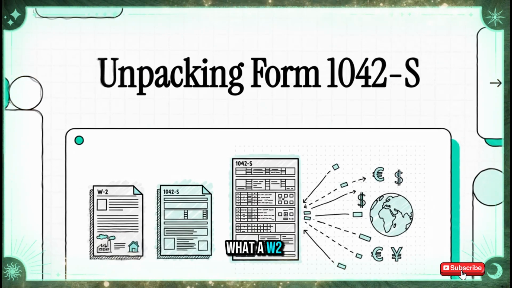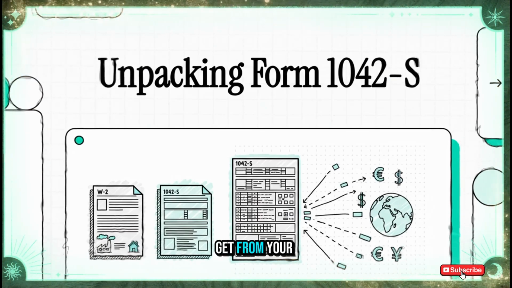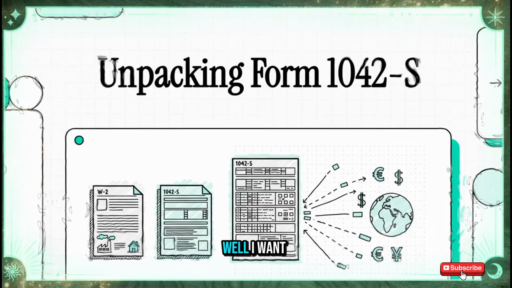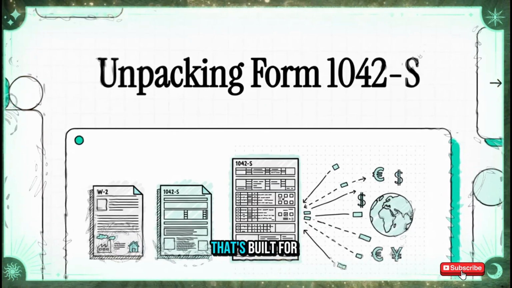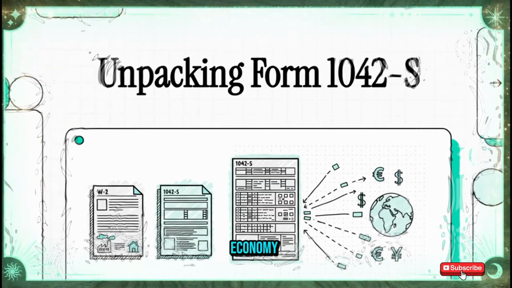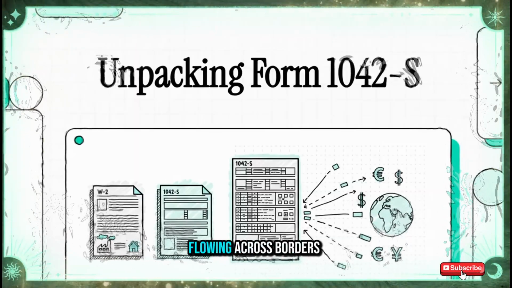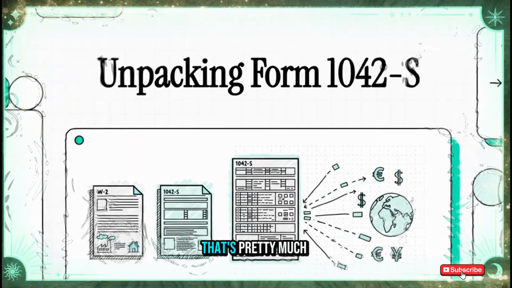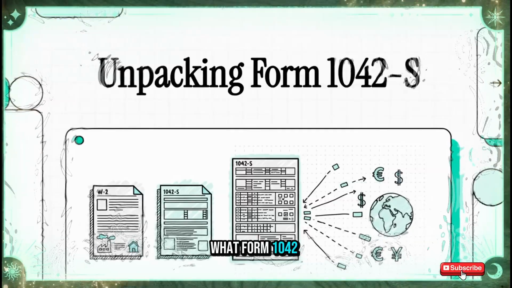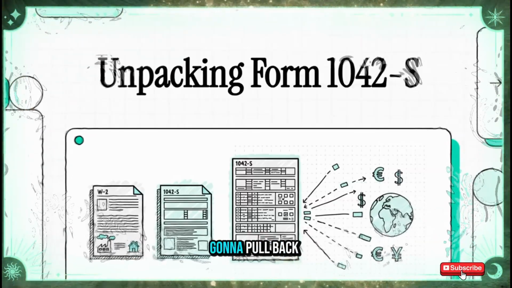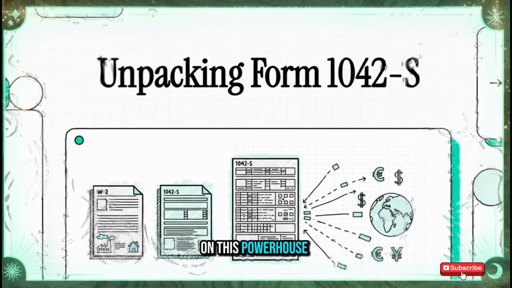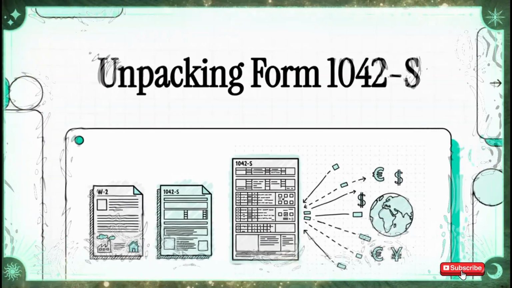So you know what a W-2 is, right? That form you get from your job every year? Well, I want you to imagine a W-2 that's built for the entire global economy, one that has to track money flowing across borders. That's pretty much what Form 1042S is. And today, we're going to pull back the curtain on this powerhouse of international tax reporting.